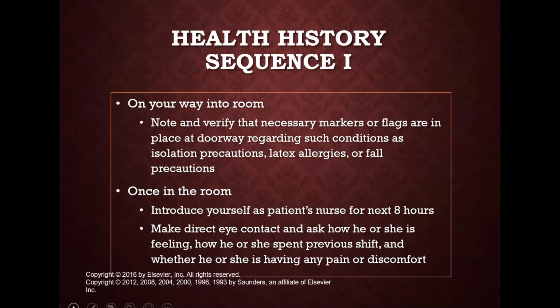Okay, so when you go into the room, you're going to look at the door and see if there is any type of precautions or isolations, allergies, fall precautions, or anything that you need to be aware of. Once you're in the room, you have to introduce yourself as that patient's nurse for the next 8 hours. And when you're talking to them, make sure you make direct eye contact and ask how he or she is feeling, how he or she spent the previous shift, and whether he or she is having any pain or discomfort.